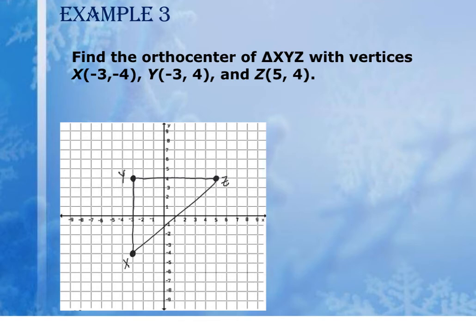What kind of triangle do we have? A right triangle, okay? Now, remember, the same rules that apply to the circumcenter apply to the orthocenter. So where do you think our orthocenter is going to lie? On the triangle. Very good, okay?